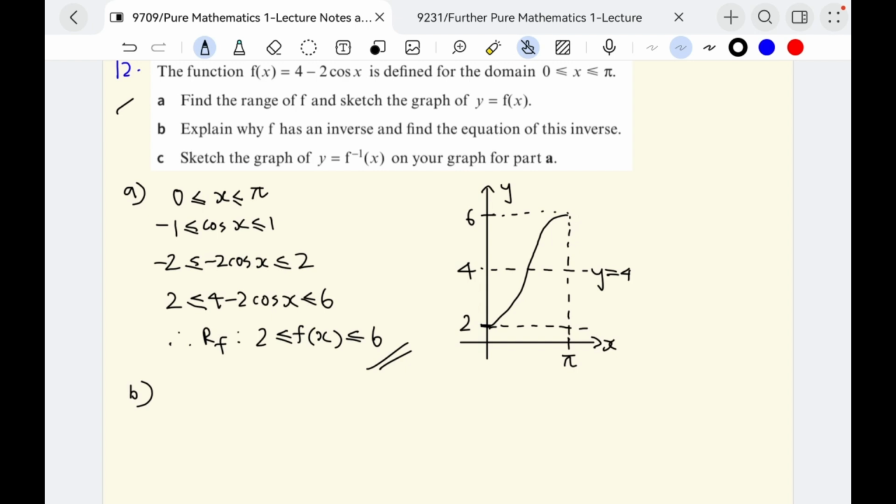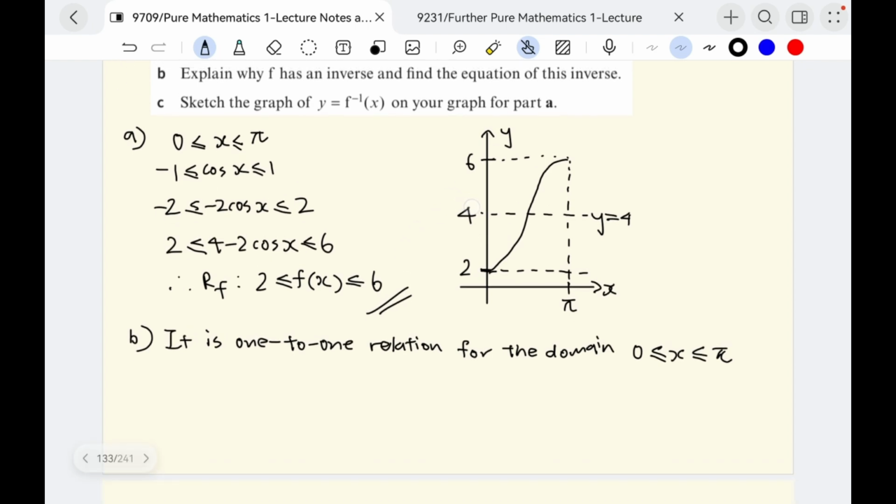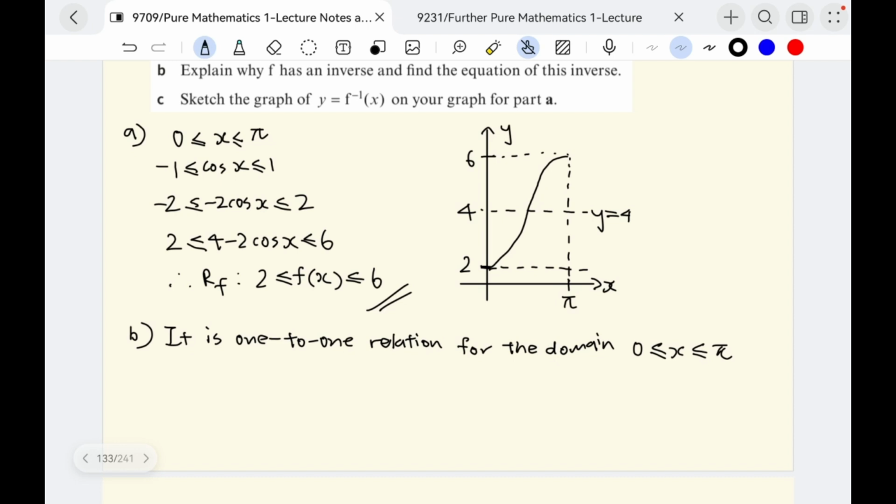So why f has an inverse for the domains over here? Okay. So it is 1-to-1 relation for the domain 0 to pi. Okay, this is one of the acceptable answers to explain why f has an inverse. And there's another answer. You can say using a horizontal line test.